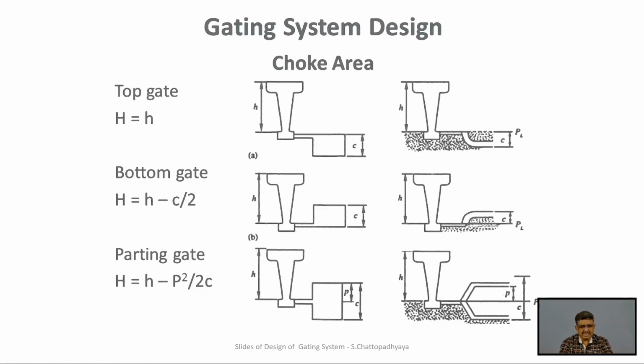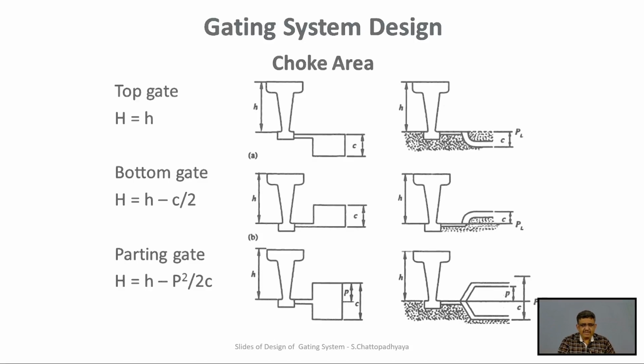So one can say these are the gating systems. The first one is the top gate, where molten metal enters from the top. The second one is the intermediate one, the bottom gate, where molten metal enters through the bottom part of the cavity. And when the gating system enters the cavity at the parting line itself, that is known as the parting gate. People have worked out the choke area depending on the top gate, bottom gate or parting gate, and according to that the decision will be made; care has to be taken.